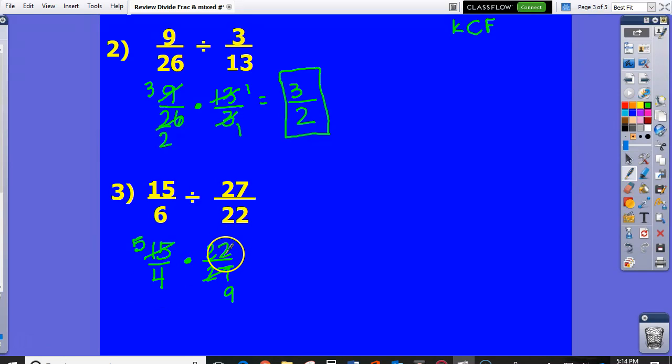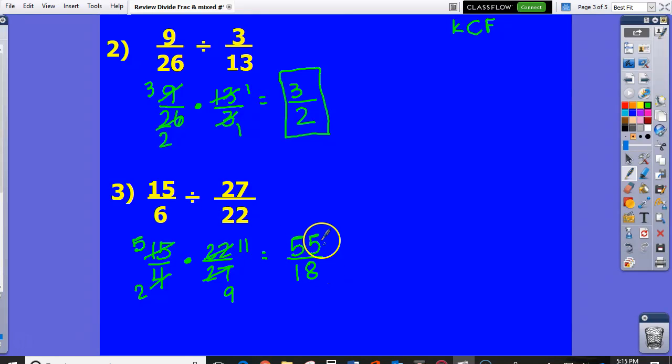4 does not go into 22, but there is a number that goes into 22 and 4, which is 2. 4 divided by 2 is 2. 22 divided by 2 is 11. All we have to do now is multiply our numerators. 5 times 11 is 55. And 2 times 9 is 18.